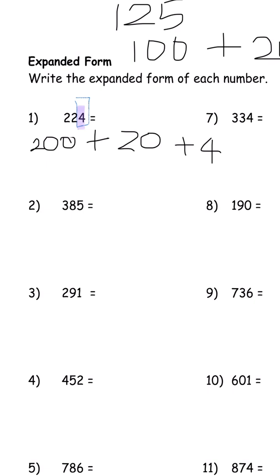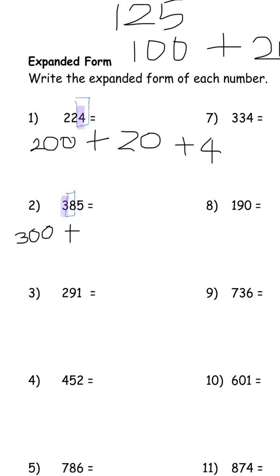The next one we have is number 2, 385. So again, we start with writing the number down. So we're going to start with 3. And because it's in the hundreds place, we're going to add 2 zeros, plus, and the next number we have is 8.